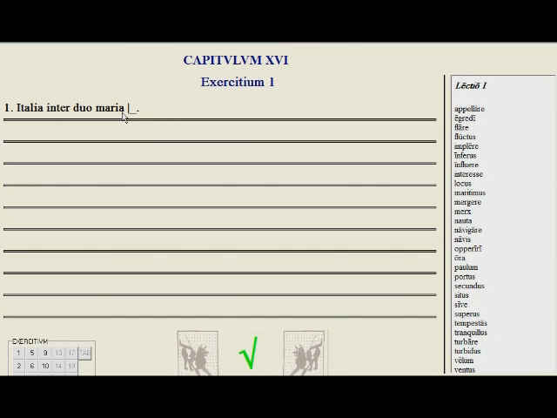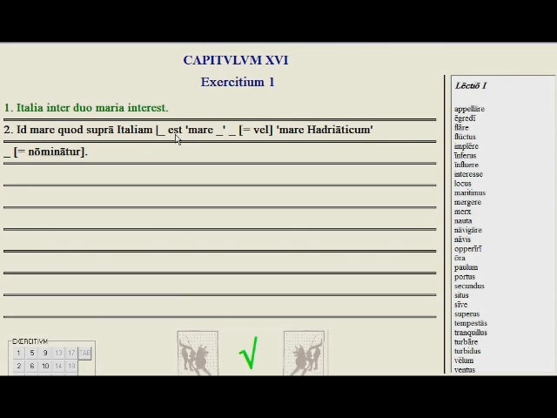So let's practice this. Italia inter duo maria. We remember from the chapter, it is situated in between, right? It is in between. Inter plus sum, inter est. Italia inter duo maria inter est. So id mare quod supra Italiam, that sea which is above Italy, which is again situated.